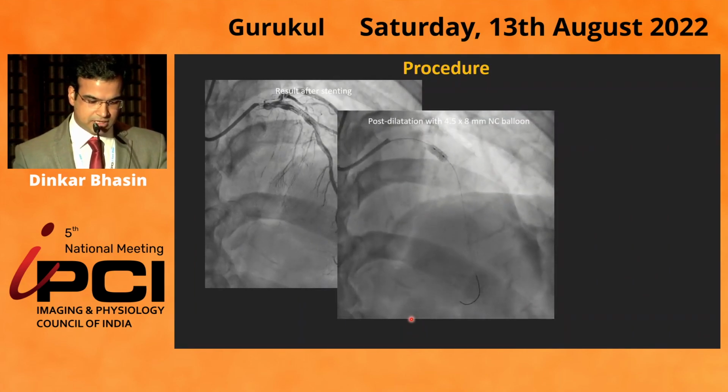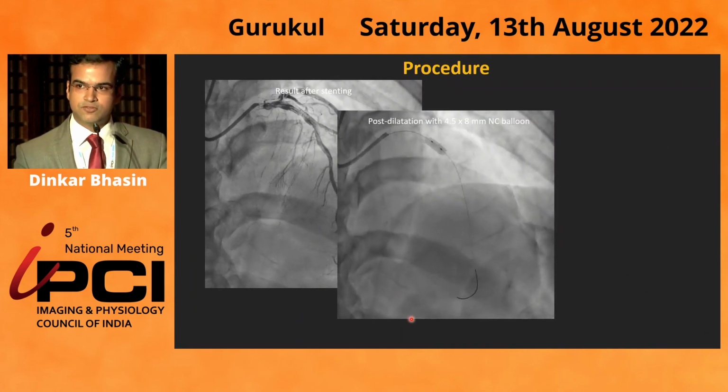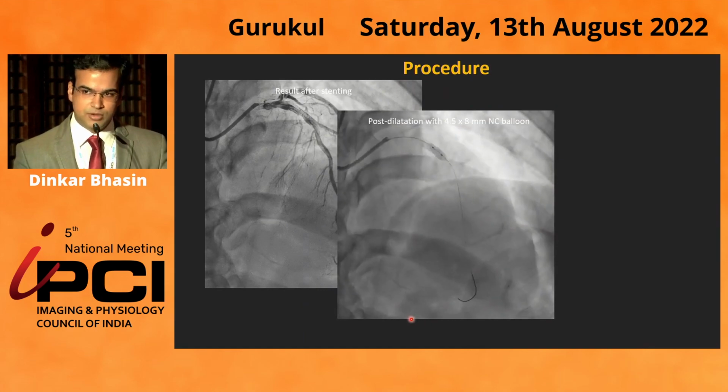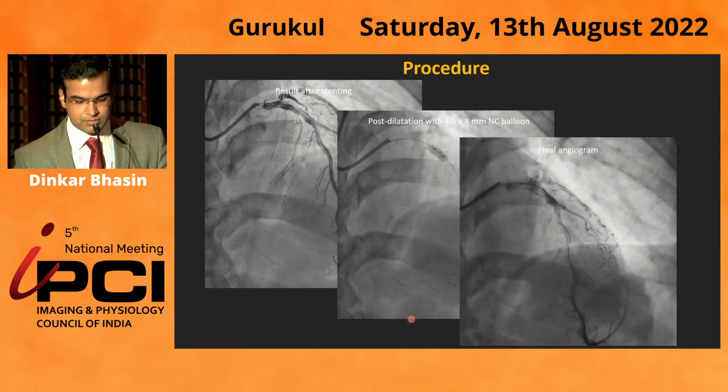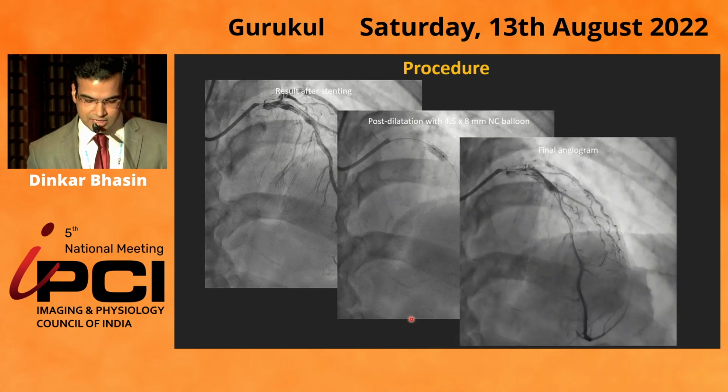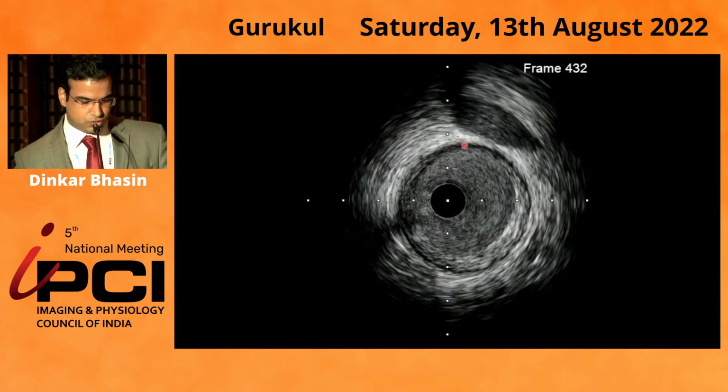Clearly, there's under-expansion in the middle. We did post-dilatation with the 4.5 balloon. That was the medial diameter at the level of the lesion. We didn't want to exceed that. And this is the final angiogram. Looks like a step down at the distal edge of the stent. And let's see what the IVUS shows.